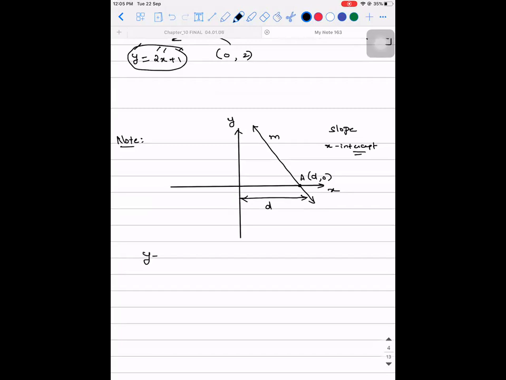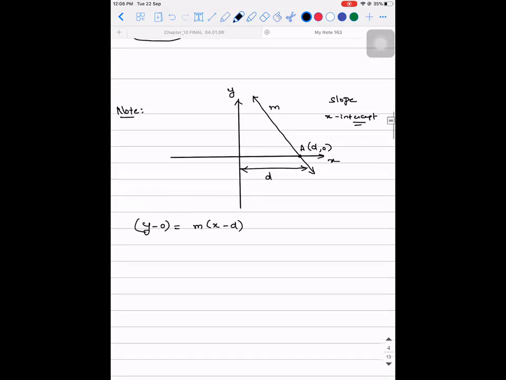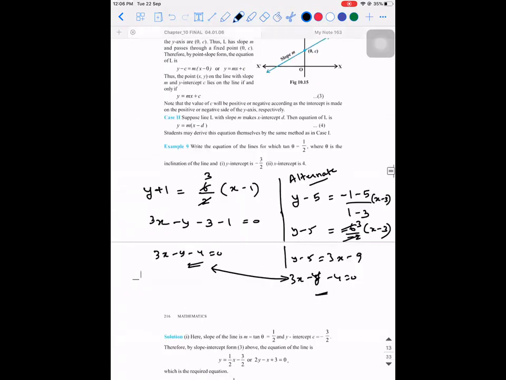Y minus 0 is equal to m into x minus b. So y will be equal to mx minus mb. But this is not a very famous relation, so you need not memorize it. You need not memorize it, but since it is given in your textbook, I explained it. It is there.